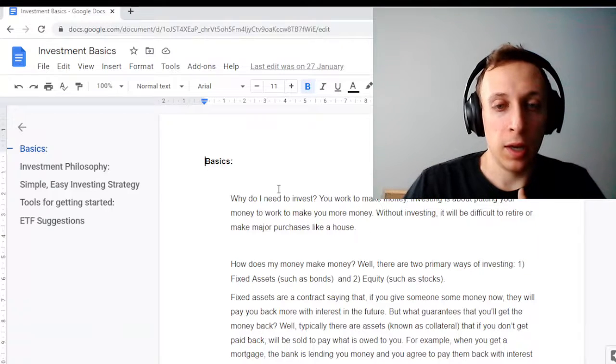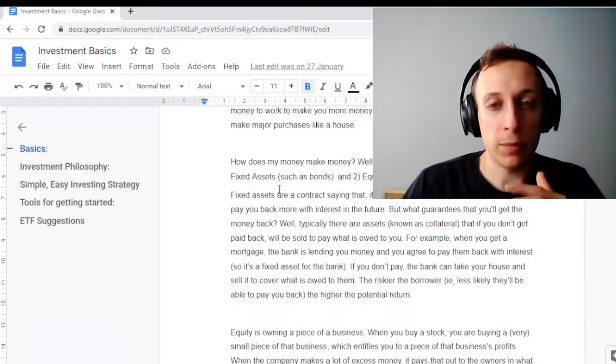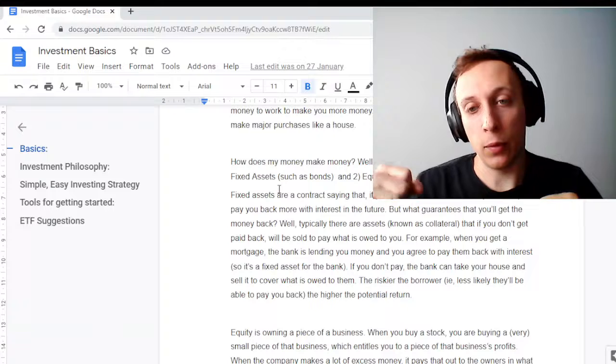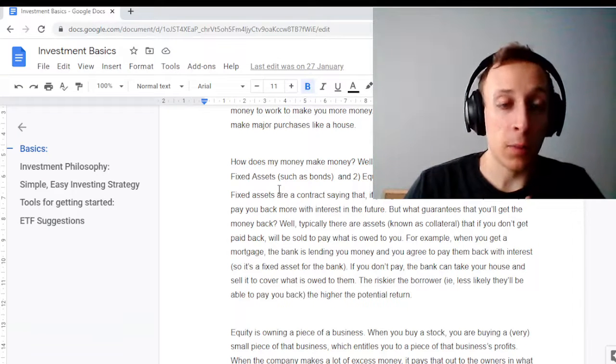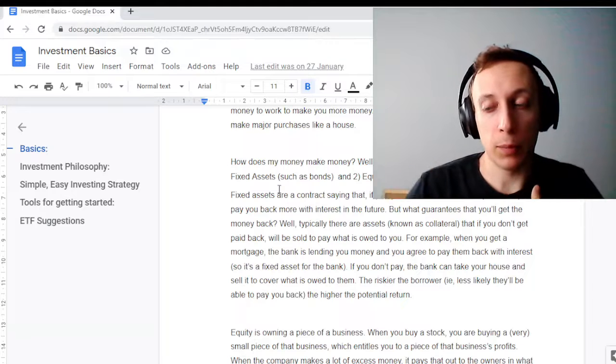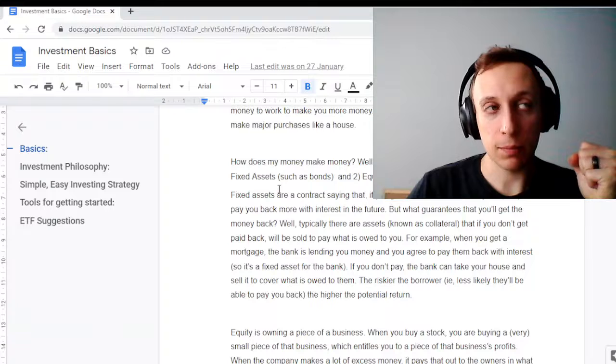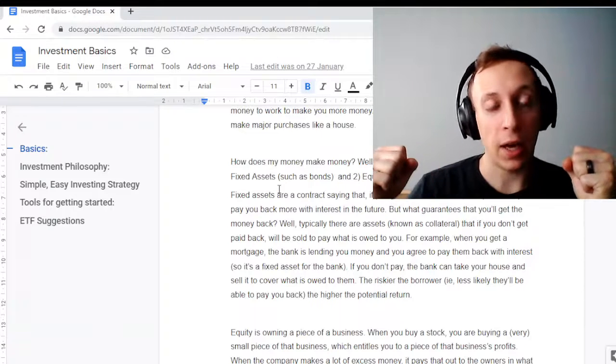If we look at investments, there's two main kinds. There's fixed assets, like a bond, or equity, which is ownership. There are what I'll call alternative assets, so that would be Bitcoin and stuff like that. I'd love to discuss Bitcoin and cryptocurrencies another time, but for the most part, let's focus on the main ones, fixed assets and equity. Equity is stock.